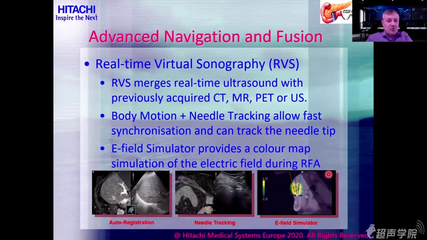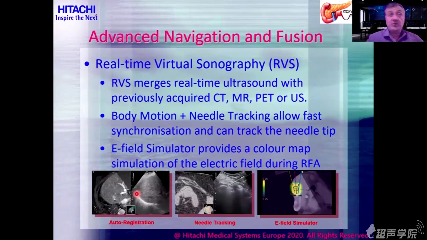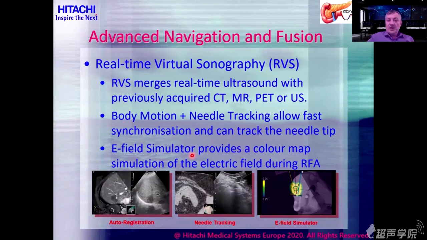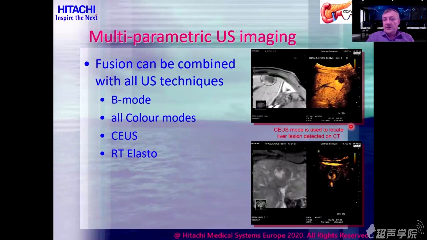One of them is fusion imaging. This is a technique which merges real-time ultrasound with previously acquired CT or MR or PET or even another examination with ultrasound. And there is a possibility to use body motion and needle tracking for fast synchronization and tracking of the needle tip. Then the E-field simulator can offer a color map simulation of the electric field during radiofrequency ablation. This is how it works.